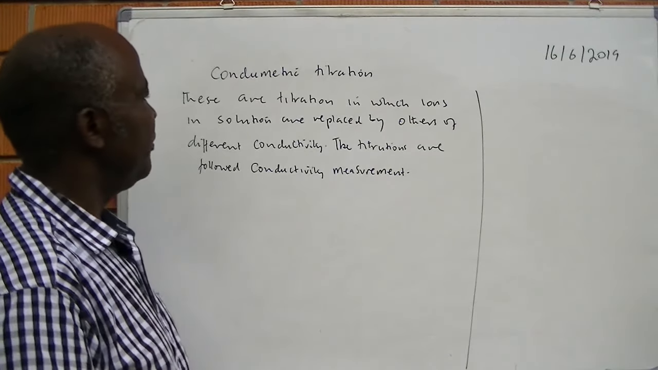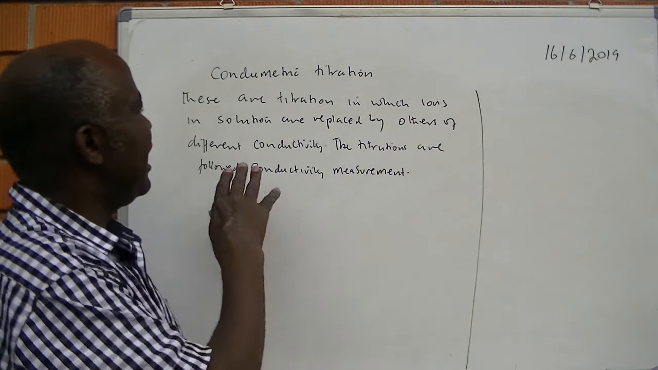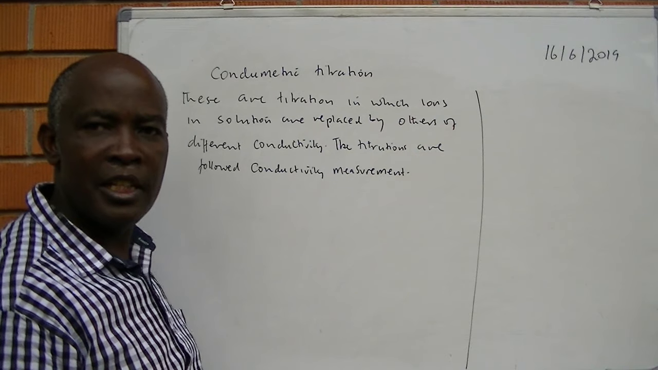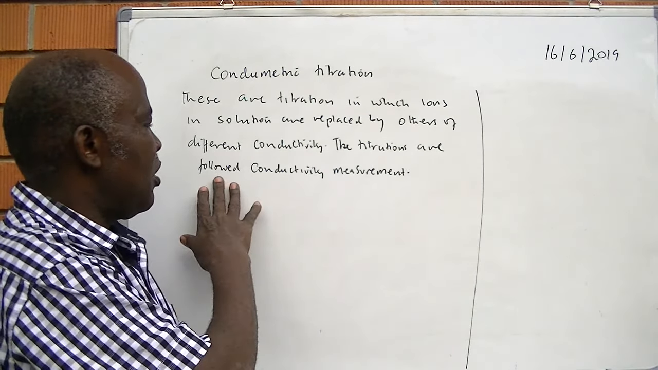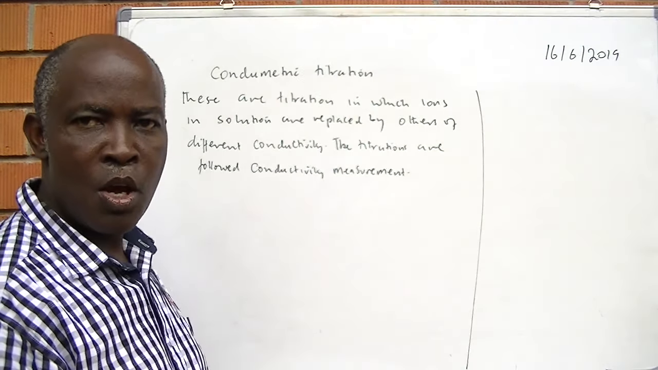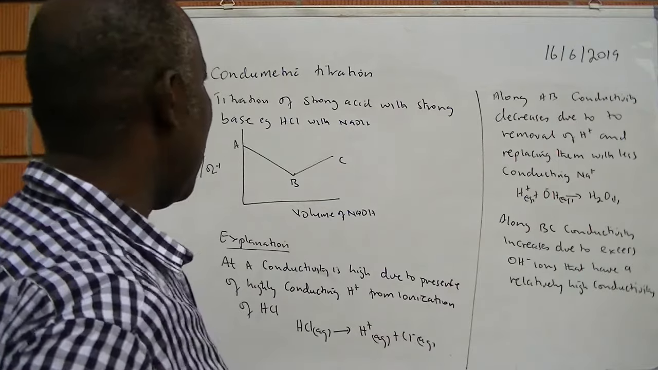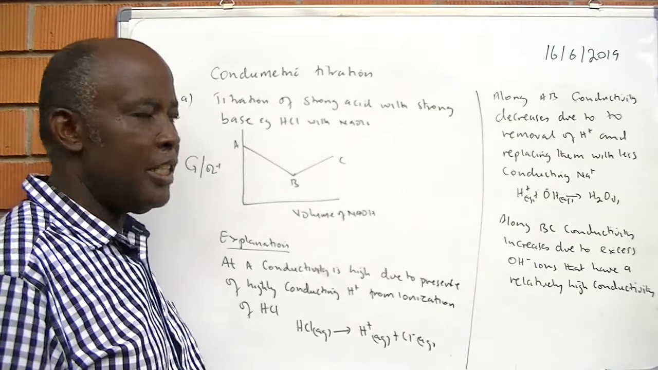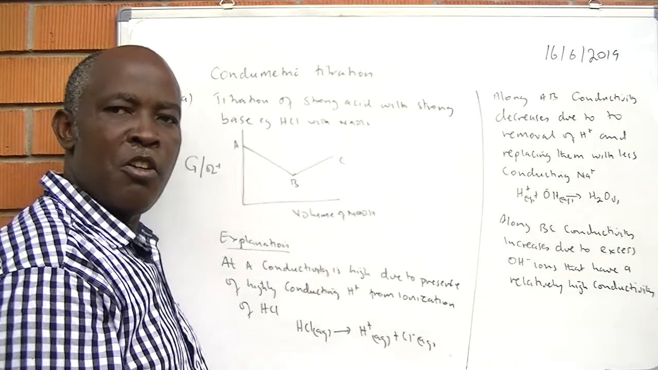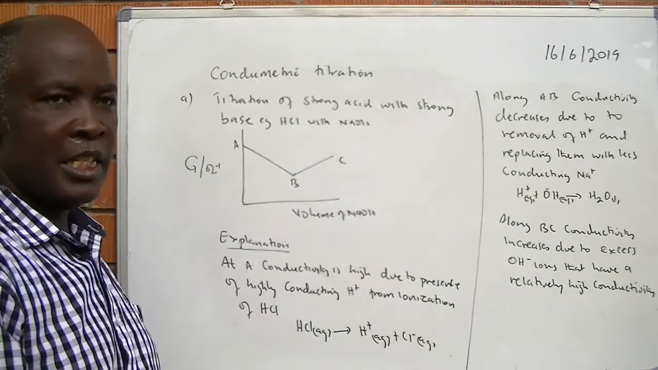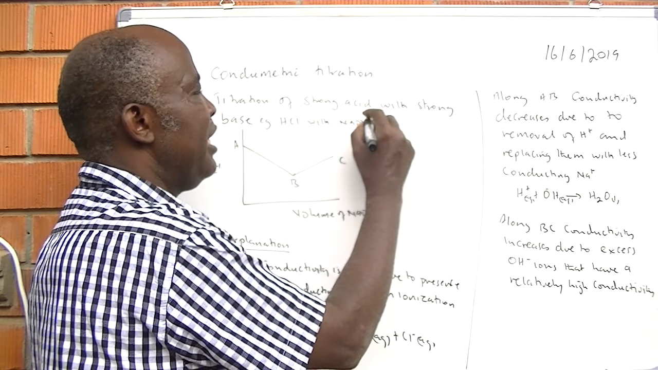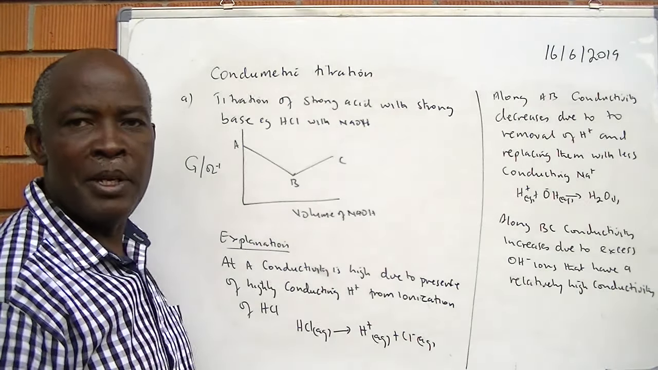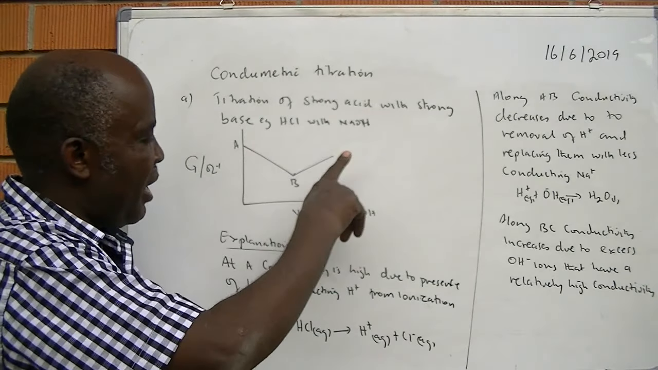Conductometric titration. These are titrations in which ions in the solution are replaced by other ions of different conductivities. The titration is followed by conductometric measurements. Titration of a strong acid with a strong base, for example, HCl with sodium hydroxide. In this case, hydrochloric acid is in a conical flask. Sodium hydroxide is in a burette. So we keep on adding sodium hydroxide to the conical flask in portions and measuring the conductivity. Then we shall get a shape like this.